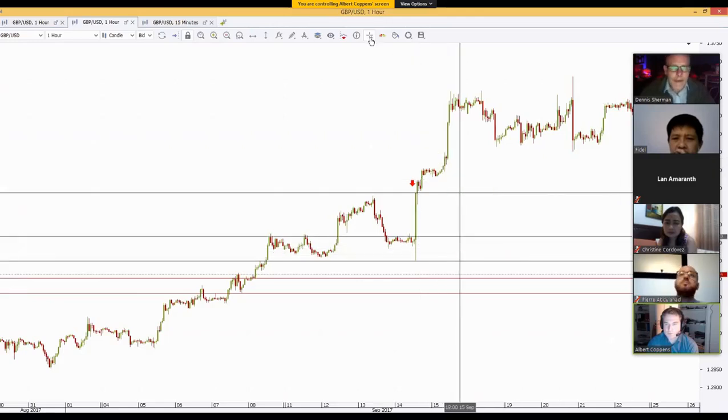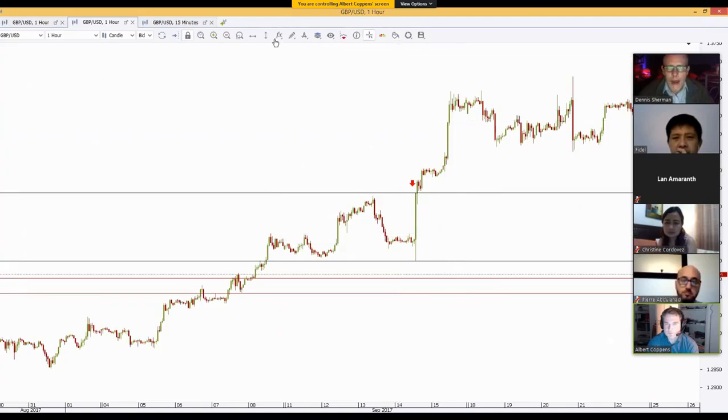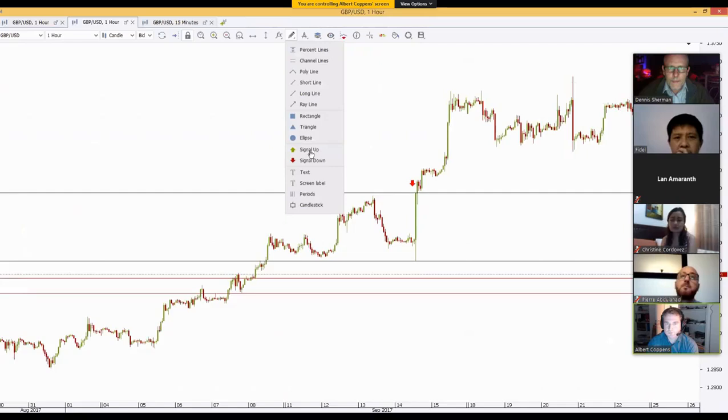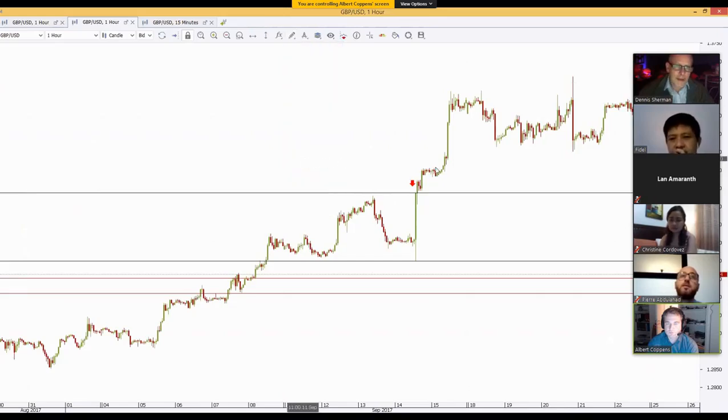So if we get rid of this now and we put another little arrow, which will be down here. I don't think that was an arrow. We might look like idiots. It's because it's a delay, yeah, on this thing.